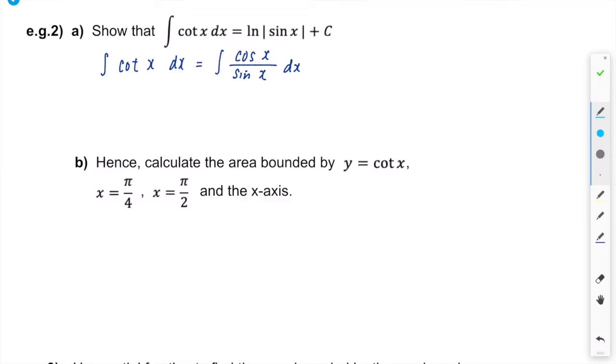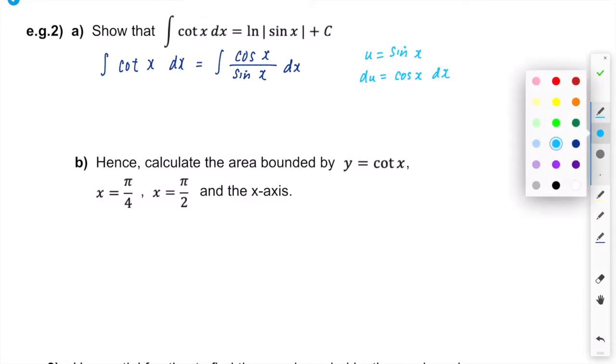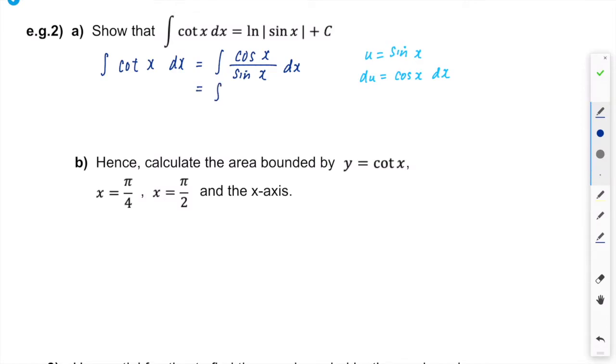The substitution that I'm thinking is u equals sine of x, so that du is cosine x dx, which turns my integration into 1 over u du. And we know that the result of this is ln of u plus c. I am going to write my substitution directly. And here we go.